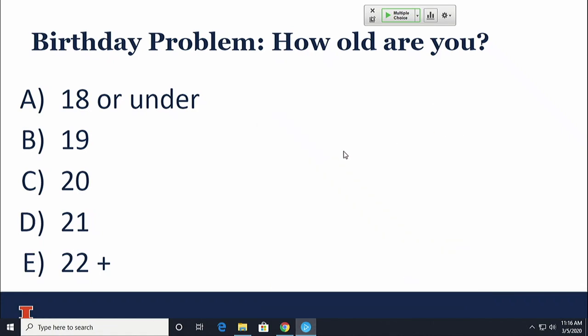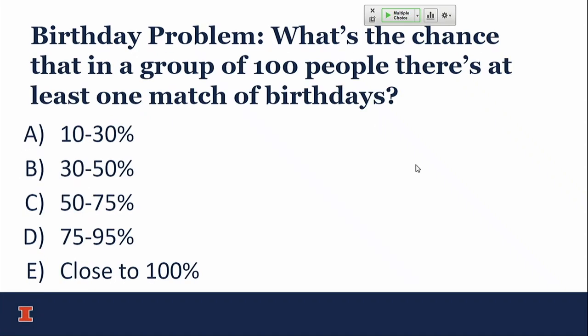So we know there's about 400 people here, but that's not an interesting question. If I asked what's the chance that in our class there's at least one match of birthdays, that wouldn't be very interesting because we have more than 365 people. Even if the first 365 people had different birthdays, there's bound to be a match. So we have a huge class. Let's think about 100 people.